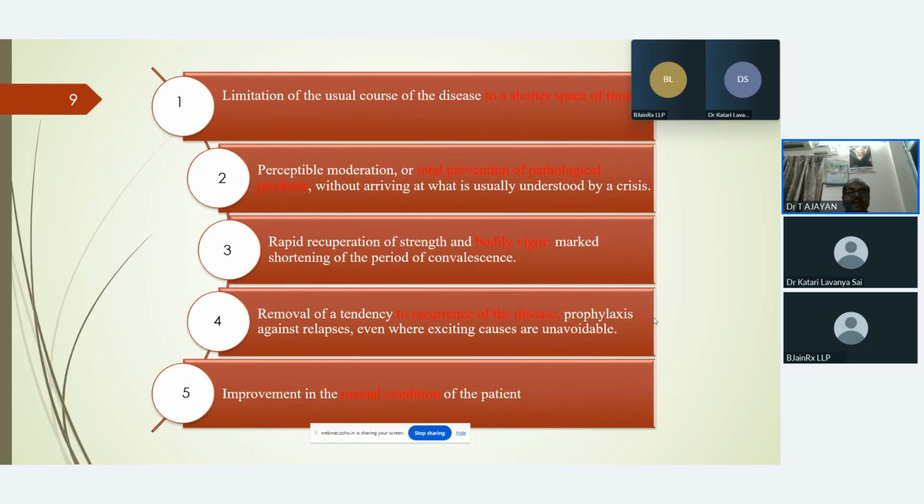Then the second one is perceptible moderation. That means the patient, the full arrest of the pathological products. Then the third one is rapid recuperation of the strength. That means the patient retains the normal vigor. And the fourth one is the removal of the tendency to relapse of the disease. And the last one is the first changes happen in the mental state of the patient.